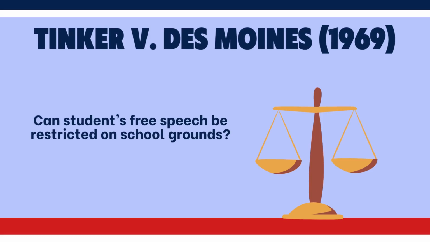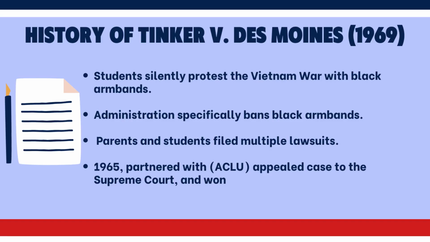The central issue of Tinker versus Des Moines Independent School District was determining if public school students' freedom of speech under the First Amendment rights extends to school grounds. Tinker versus Des Moines took place after a group of students planned to silently protest the Vietnam War by wearing black armbands to school. Days before the protest, the school administration became aware of the students' plans and specifically banned black armbands from school grounds, intending to prevent potential disruption of the school's learning environment. Students who violated this new ordinance received suspension until the end of December break.